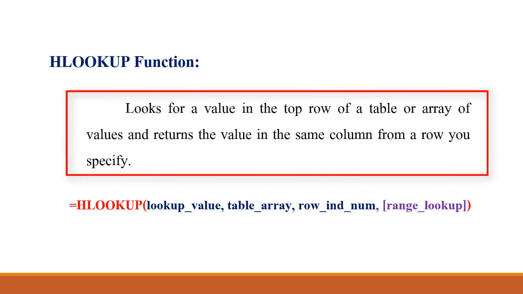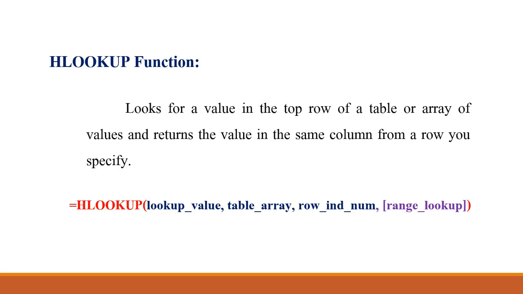It looks for a value in the top row of a table or array of values and returns the value in the same column from a row you specify. That means in VLOOKUP we look for a value in the leftmost column of a table and give the column index number, and in HLOOKUP we go for the row number. It's called the row index number.